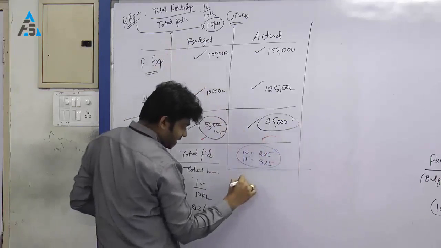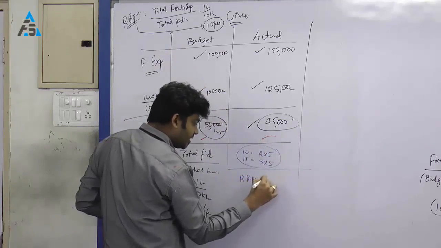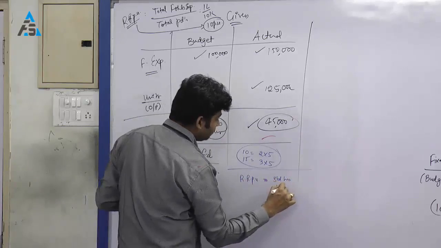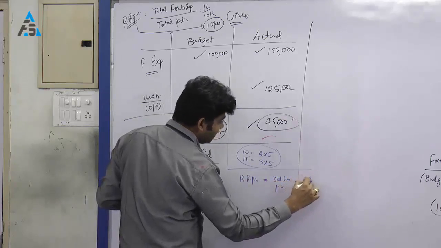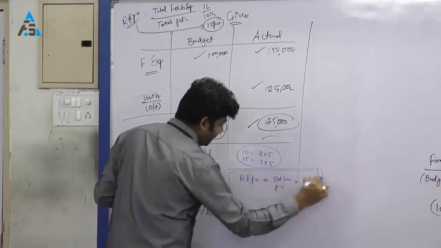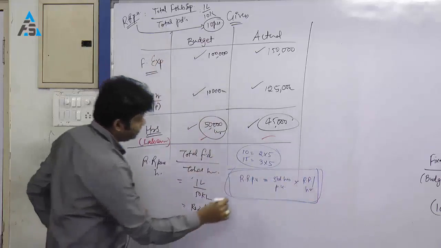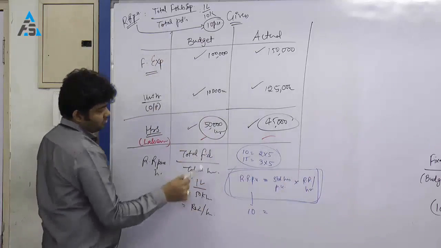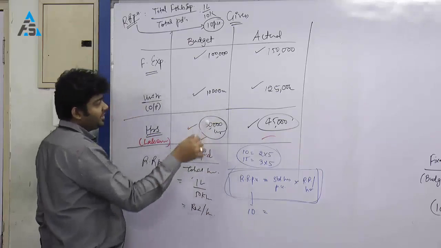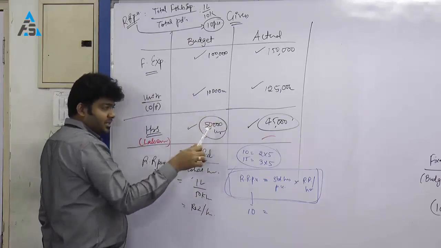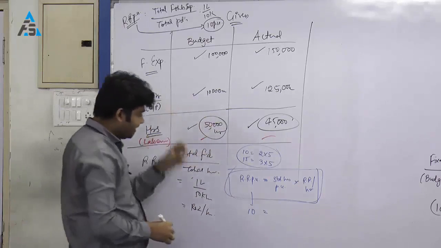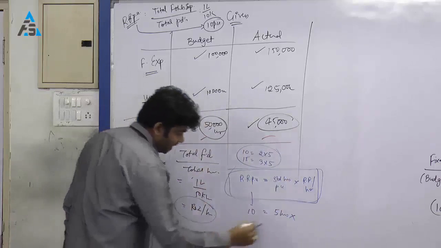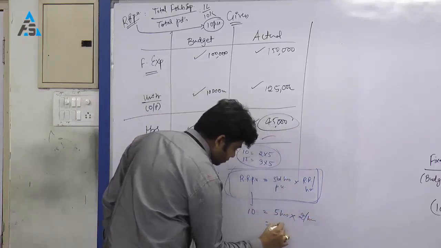In the same way, recovery rate per unit can also be written as standard hours per unit into recovery rate per hour. Just keep this in mind. What is the recovery rate per unit? It is 10. It can also be written as standard hours per unit. So what is the standard hours per unit I am taking? I am producing 10,000 units in 50,000 hours. So can I say per unit I am taking 5 hours? 5 hours into what is the recovery rate per hour? It is 2 per hour. So into 2 per hour.